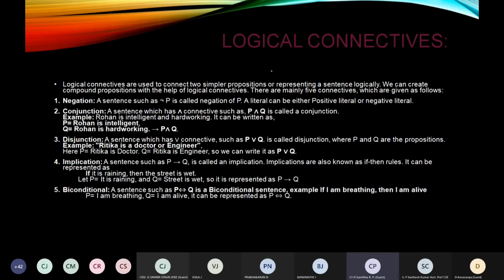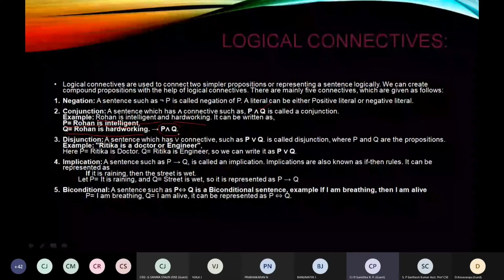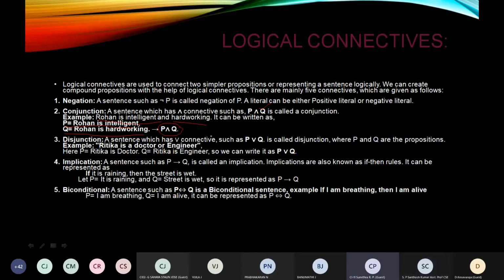Normally there are several kinds of logical connectives available. The first is and. For example, Rohan is intelligent and hardworking. So P is Rohan is intelligent and Q is Rohan is hardworking. This is P conjunction Q, that is, P and Q. Then, Ritika is a doctor or engineer. P is Ritika is a doctor, Q is Ritika is an engineer, not both. So P or Q is called a disjunction.